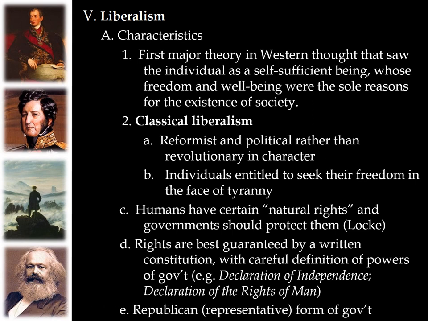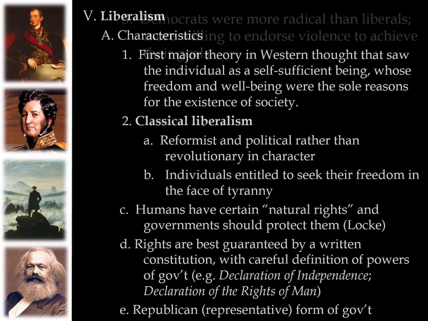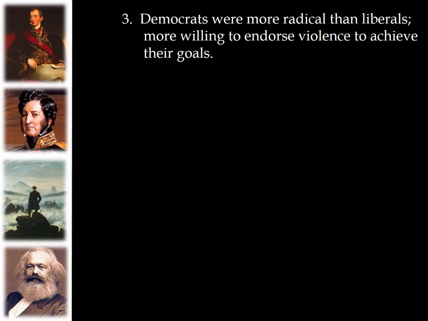It was republican in nature, meaning that they wanted more representative forms of government, where officials were elected by the people to represent them in the government. Democrats, quote-unquote, were more radical than traditional liberals then. Classical liberals were more republican, not in the modern day Republican sense, by the way, but republican meaning supporting a representative government.